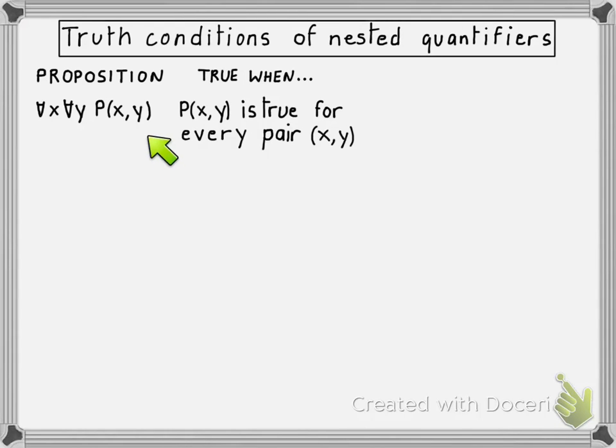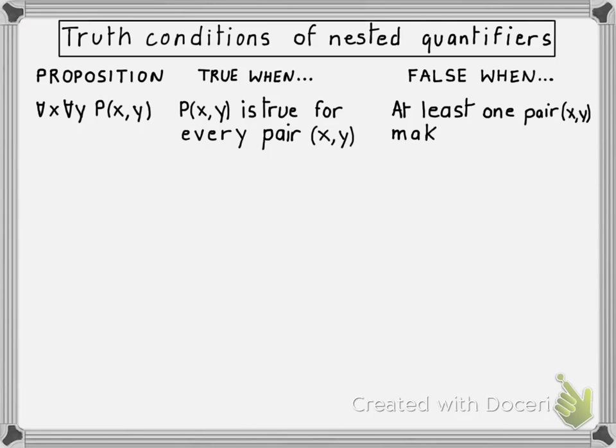Now, when is this proposition false? Well, intuitively, it's false if it is possible to find at least one pair of values x and y for which P of xy is false. So let's write this down. This proposition is false if at least one pair xy makes P of xy false.